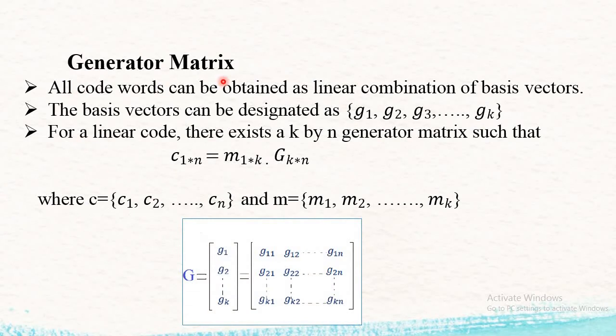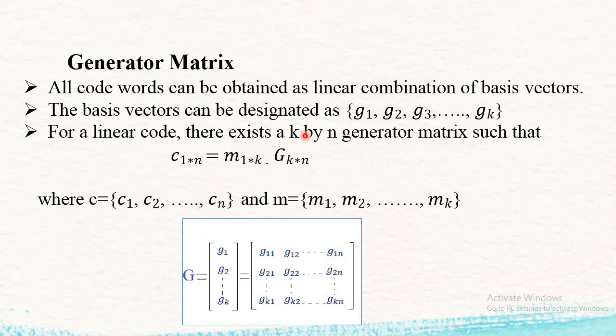Now this generator matrix is used for generating the code word, and for representation of a linear block code. All code words can be obtained as linear combinations of basis vectors. The basis vectors can be designated as G1, G2, G3 up to Gk. For a linear code there exists a k by n generator matrix such that C, whose size is 1 by n, is equal to M, which is 1 by k, the size of the input message, multiplied by G, k by n. So here G indicates the generator matrix.